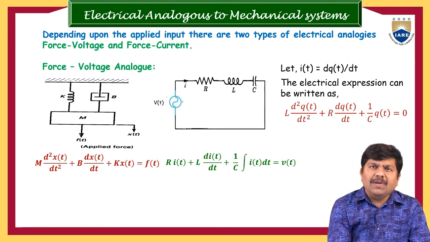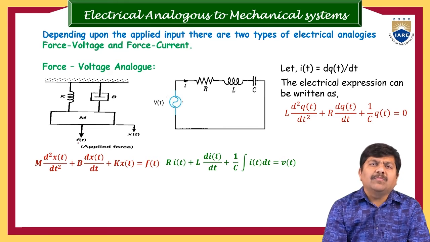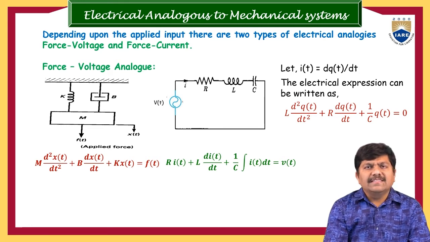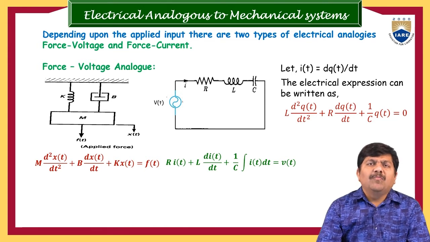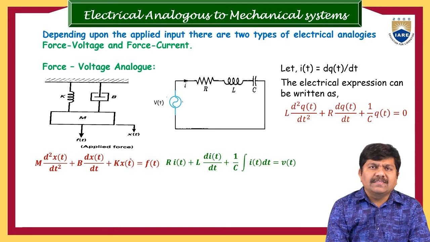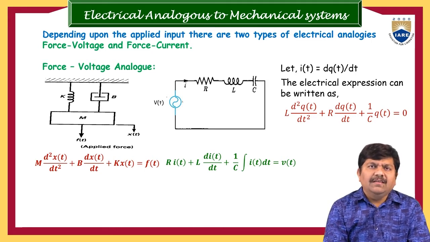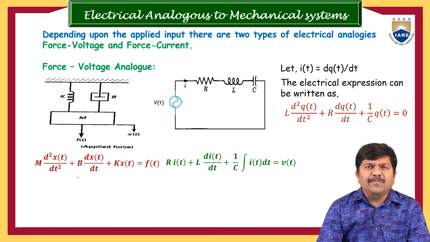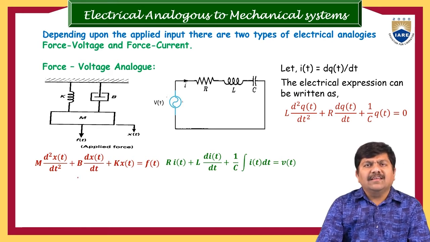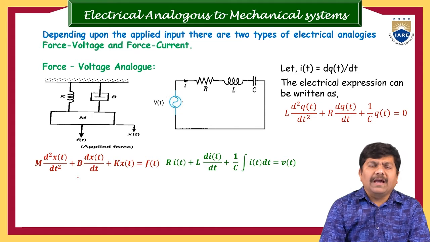So whenever you apply a force, meaning if you pull that mass unit in the downward direction, in the same direction the total mass may be displaced. That is nothing but some displacement at the mass unit. How many units? By x of t units. So force and x of t are clearly represented in the presentation. f of t is the input force, and x of t is the output. This is about the mechanical system.